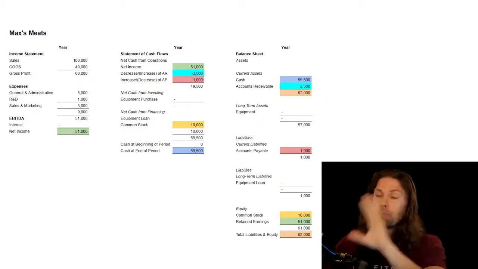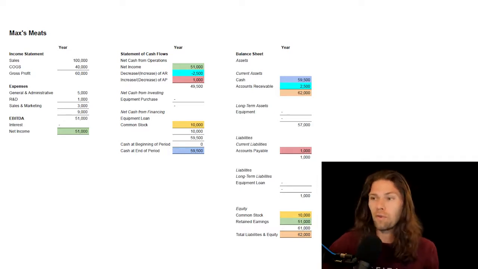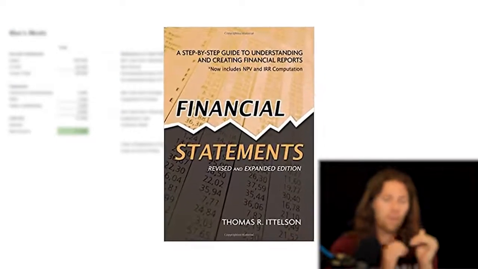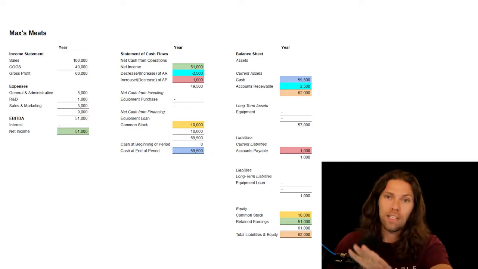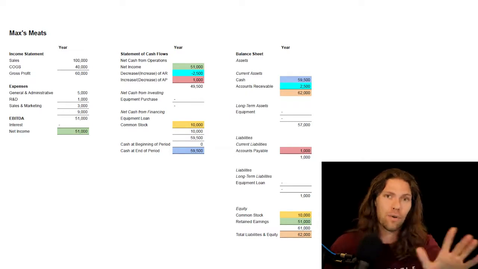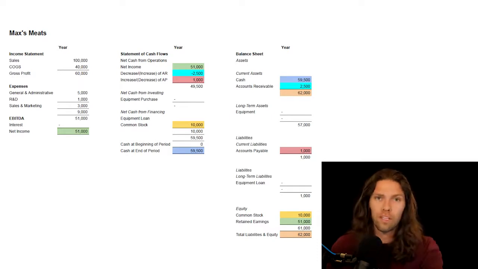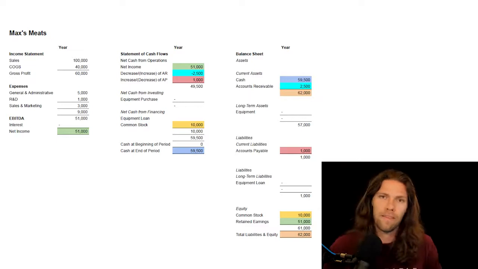Now, this is a brief overview of financial statements. If you want a more in-depth look, there's a book that I really recommend, called A Step-by-Step Guide to Understanding and Creating Financial Reports. I will have that linked below because that is really helpful if you want to go much more in depth, because we could have a 10-hour video just on financial statements. It can get so complex, especially when you're looking at huge public companies with far more accounts and far more expenses and turnover ratios and things like that. We're going to get a little bit more in depth, but I recommend that book if you want to get very in depth on this subject.